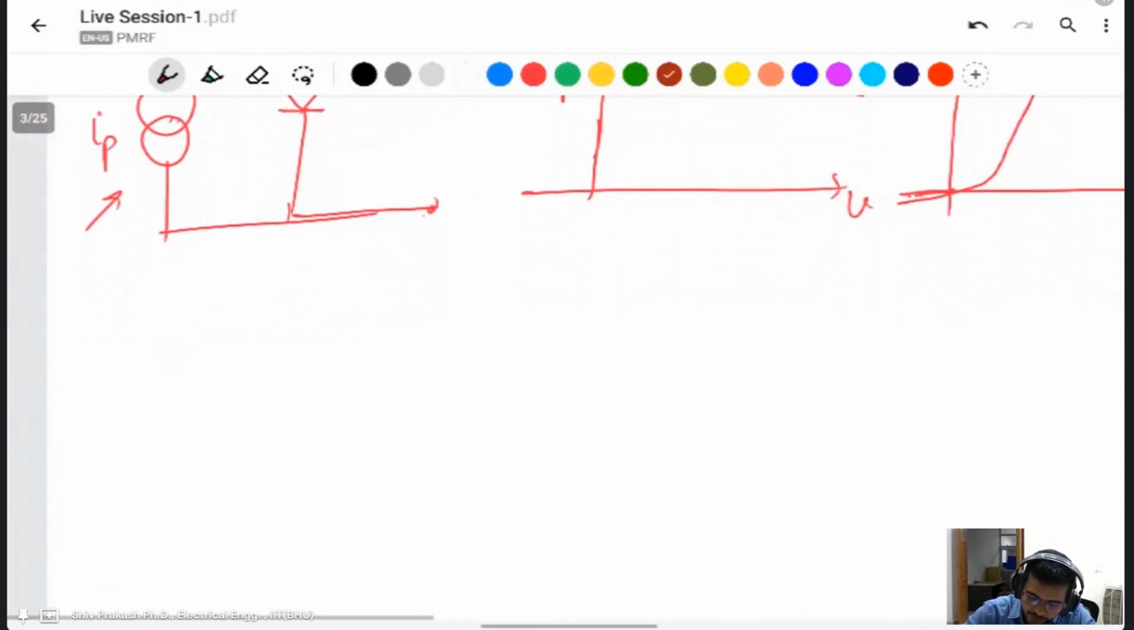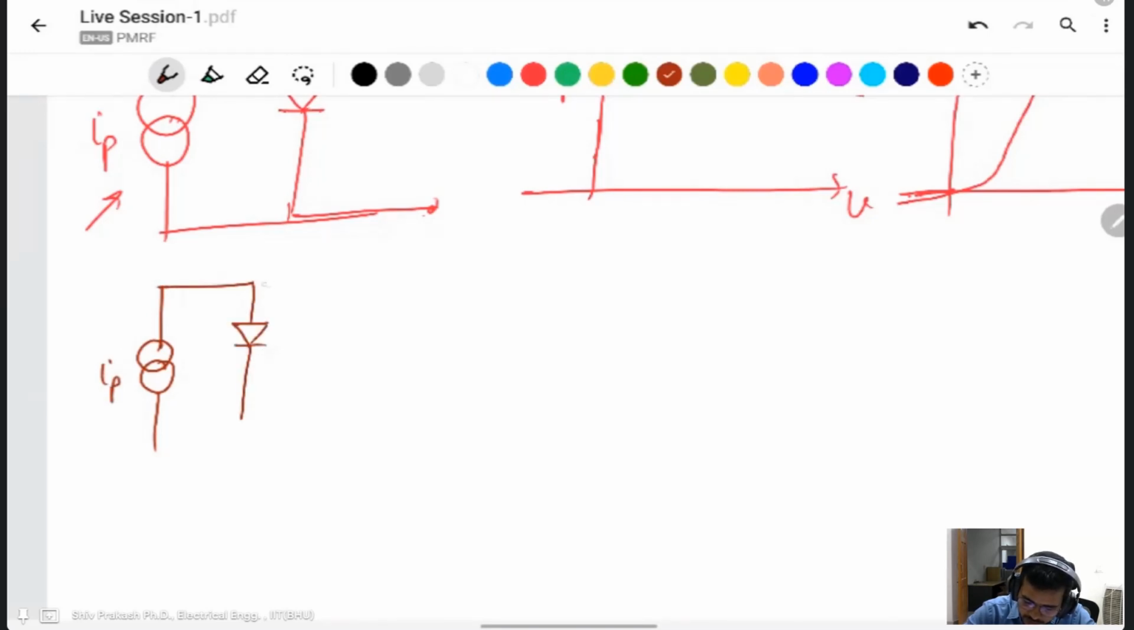equivalent circuit of the PV panel is drawn like a constant IP current and a diode current, after the shunt connected resistance, because of the distortion the current will be reduced. That's why, and voltage also reduces at that point. Then there will be series connected resistance. It means this one is RS, this one is RSH.